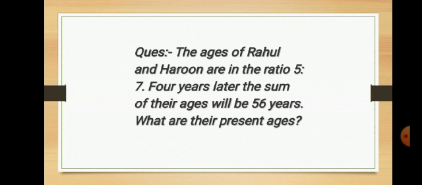The next question is, the ages of Rahul and Haroon are in the ratio 5:7. 4 years later, the sum of their ages will be 56. What are their present ages?